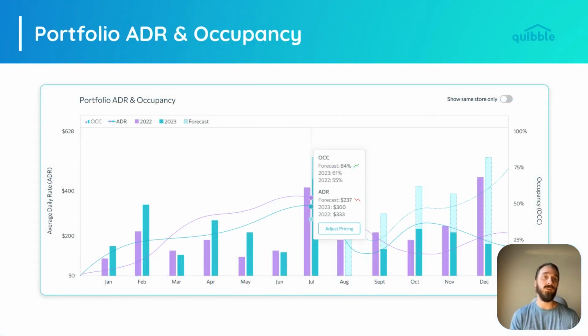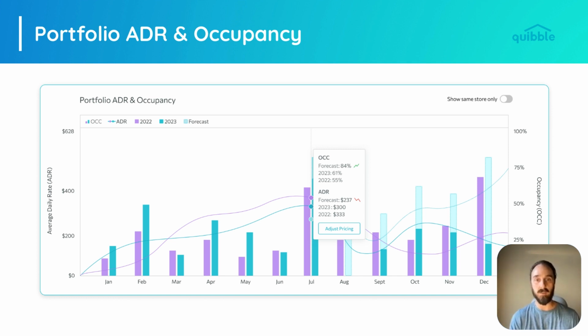The portfolio ADR and occupancy. This, along with the revenue table, are going to be the most important on the portfolio page. We have calculated the most important metrics in this chart for you to decide if a pricing adjustment is required. You can view your current booked position, your forecasted position at the end of that period, and your final previous year position. The way I view this data is by comparing the forecast value to the last year position.